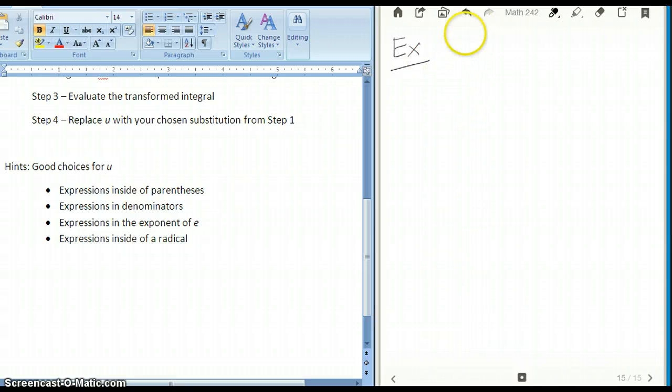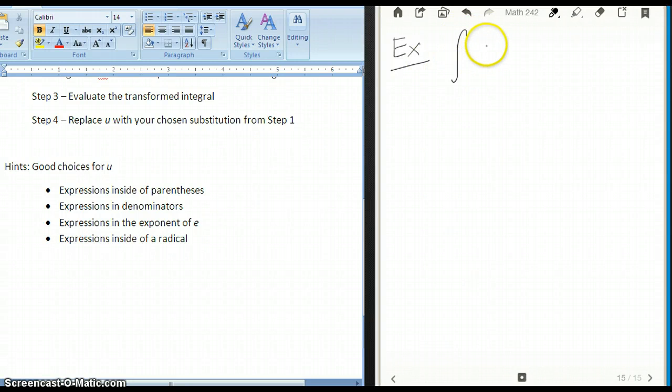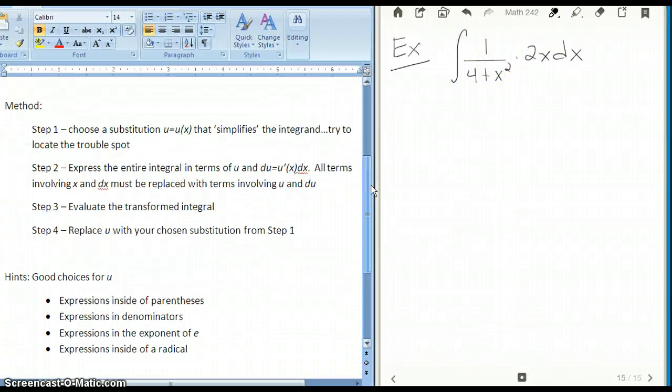Okay, so let's try another one. Let's try something like this. How about the integral of 1 over 4 plus x squared times 2x dx? They'll start out fairly straightforward, and then they'll get a little more complicated. So according to my suggestions for good places to look, there's no parentheses in this problem, but there is a denominator. And so perhaps we should choose that denominator as our choice for u.